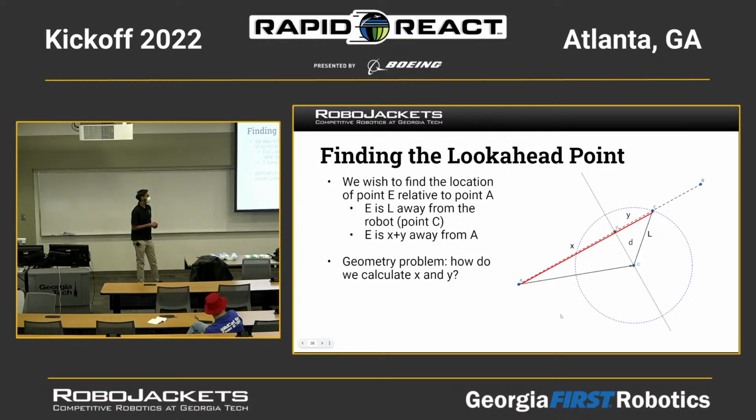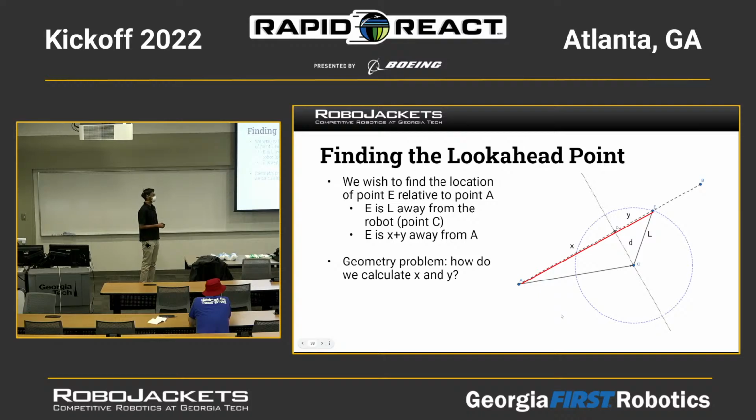The look-ahead point is a distance L away from the robot, and it lies on the path. So right here, point E. Point E is where we want to be driving towards. So how do we find point E? Well, let's divide this red line into 2 segments. One segment is X, and one segment is Y. So clearly the distance from A to E is going to be what? Right, X plus Y. The answer's on the slide.